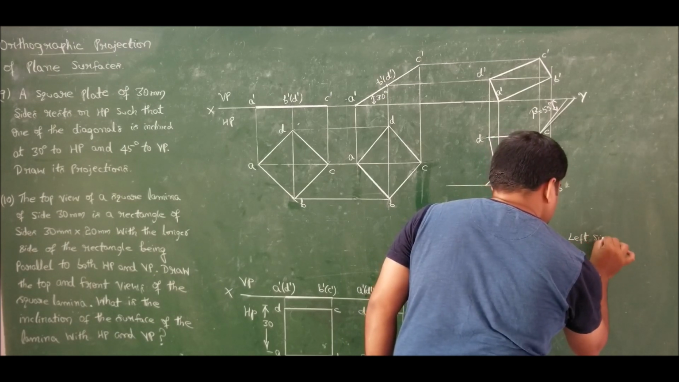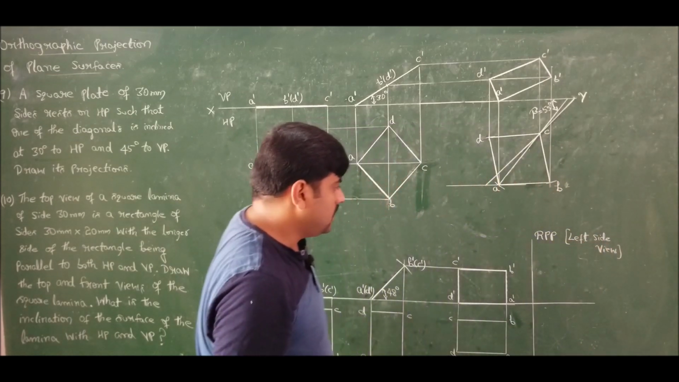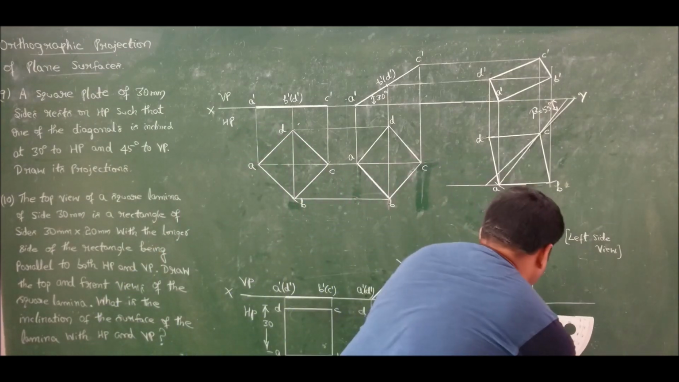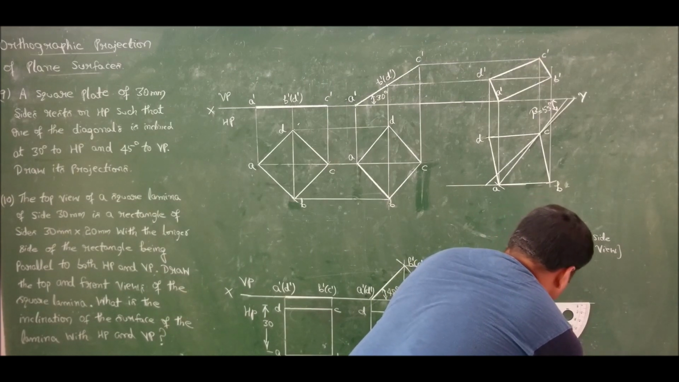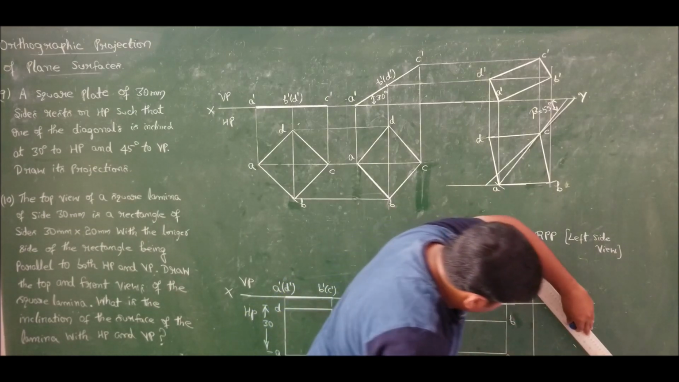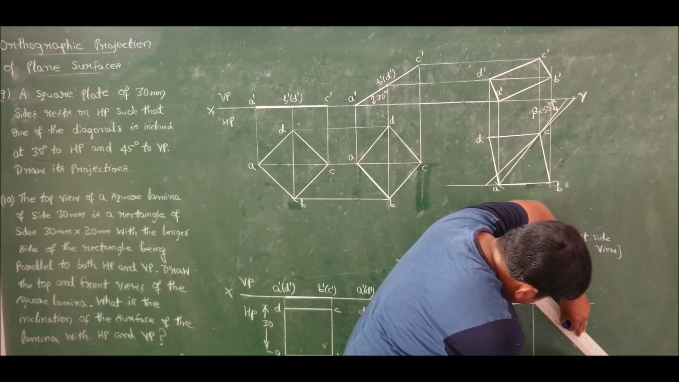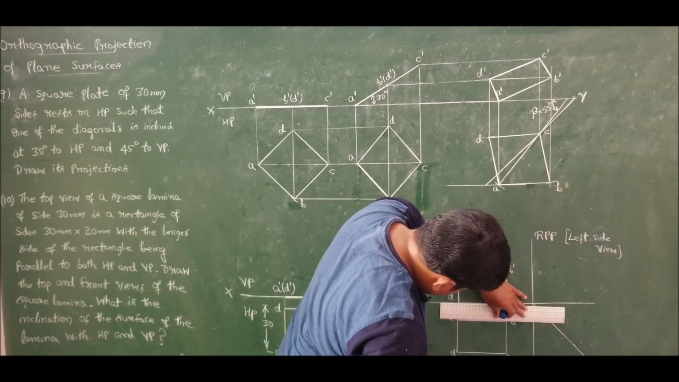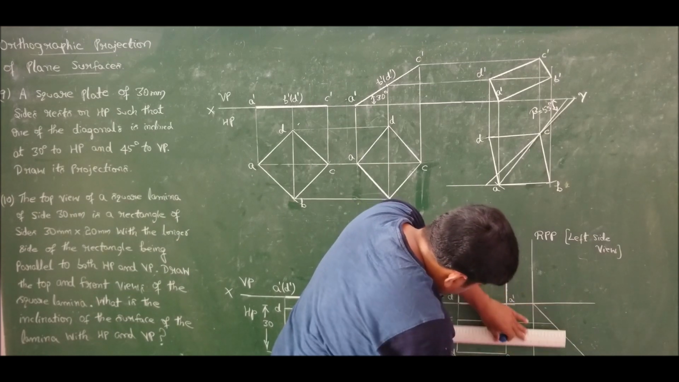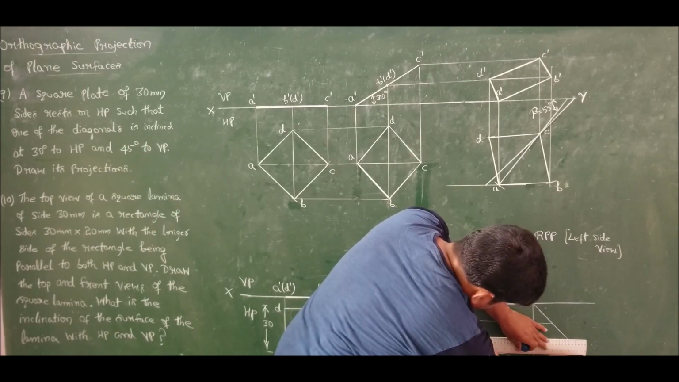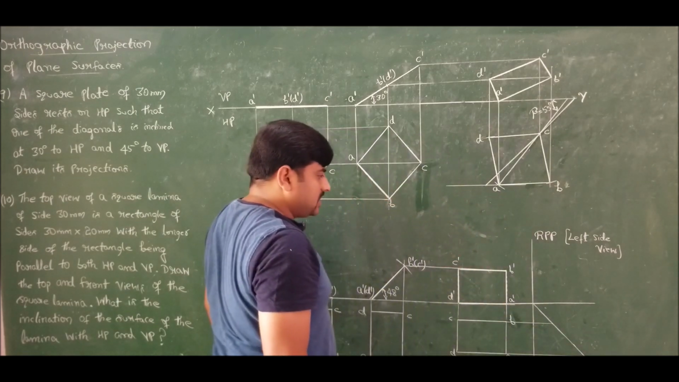Which always gives us the left side view. This you people already know. Now we know how to construct the side view. First you draw a 45 degree line. I am constructing the 45 degree line. Then take projections and intersect this 45 degree line. Done. Taken the projection and intersected.